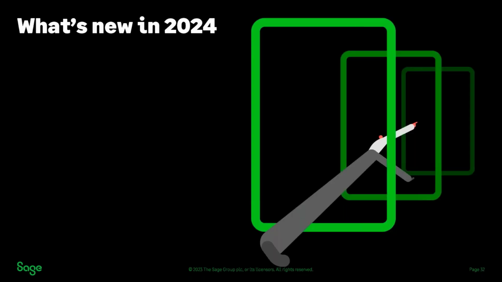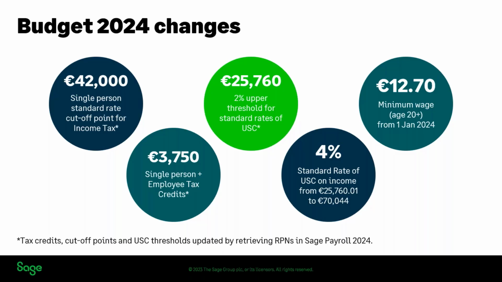So we are now getting towards the end of the webinar, but we're going to finish with what's new in 2024. So first thing to run through is a few of the main budget changes. So we've put some numbers on this slide as examples of the impact of those budget changes. So the standard rate cut-off point for income tax has increased for a single person. That's going up to €42,000.